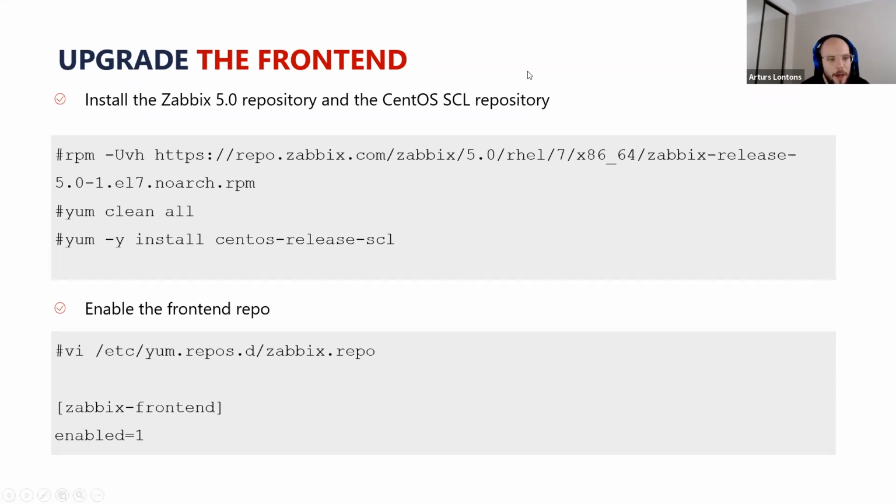Next up, since this is CentOS 7, there are some changes to the front end. So once again, adding the repo, cleaning the cache, and I'm installing the CentOS release SCL repository here because we will need some components for it. This is CentOS 7 specific. After I have done that, what's new is I have to enable my front-end repo in the zabbix.repo file over here. Enable this one.